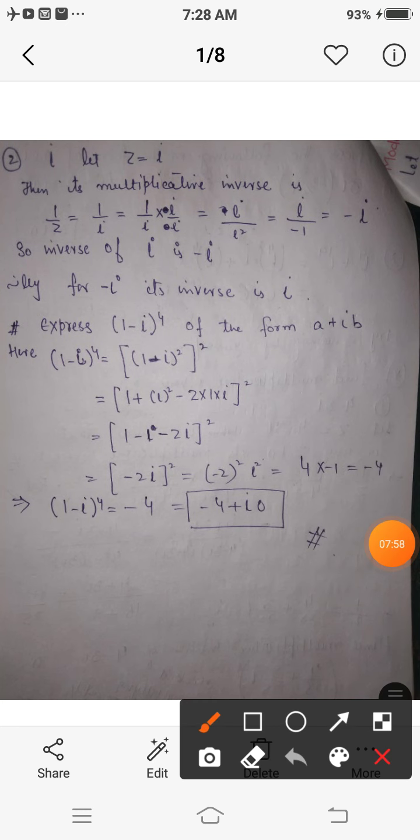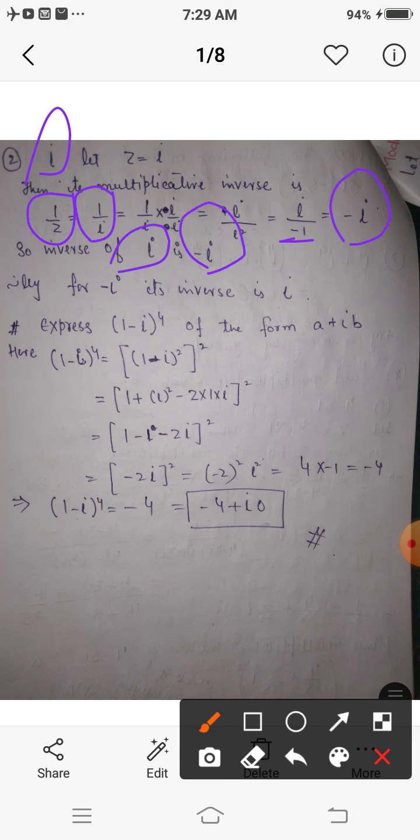Now the next, we have to find the multiplicative inverse of i. Let z equal i be the given complex number, then its multiplicative inverse is 1 upon i. Now simply by rationalization, it is i in the numerator and i squared in the denominator. i squared is minus 1, which implies that i upon minus 1 is simply minus i. So the multiplicative inverse of i is minus i.